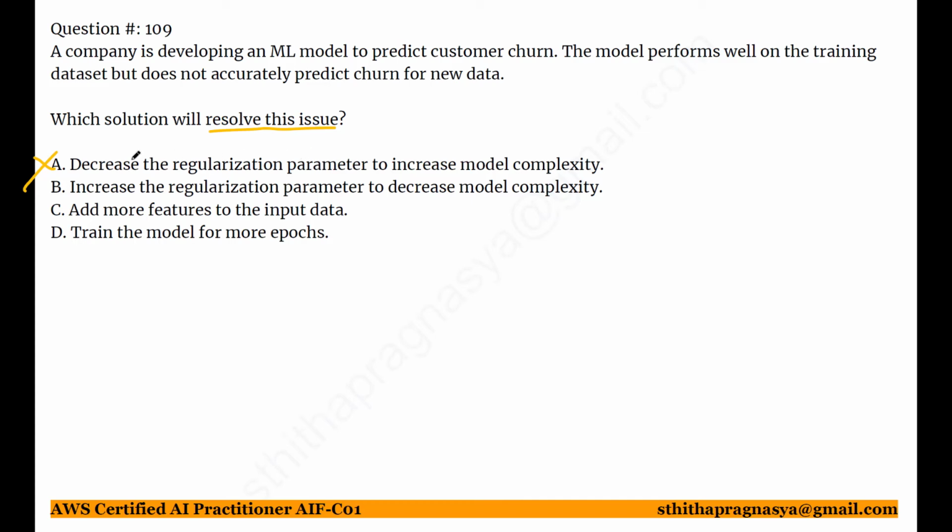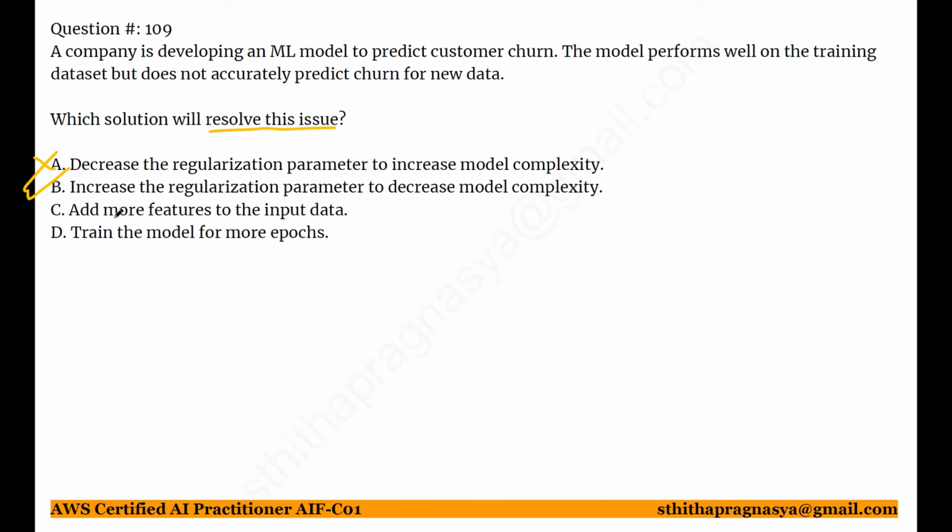So if it is not decreasing, then what fixes it? Increasing the regularization parameter. It penalizes model complexity, encouraging the model to generalize better by preventing it from overfitting the training data. This approach can help the model perform better on unseen data. So this is the right answer. What do you do to handle overfitting? You will increase the regularization parameter.